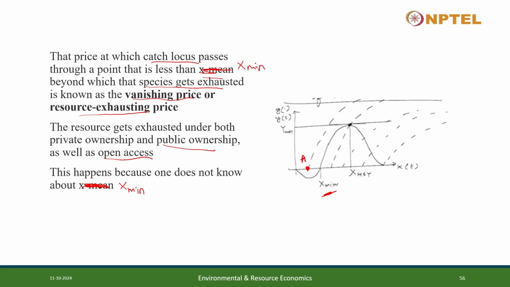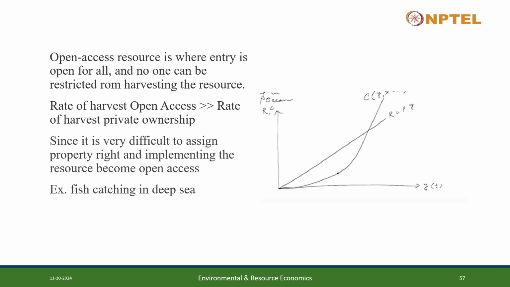So we said that the vanishing price is the price below which the fish or the species get extinct. Why? Because the stock of fish is very little. So here the locus curve is intersecting the x-axis, and at that point we get the vanishing price.